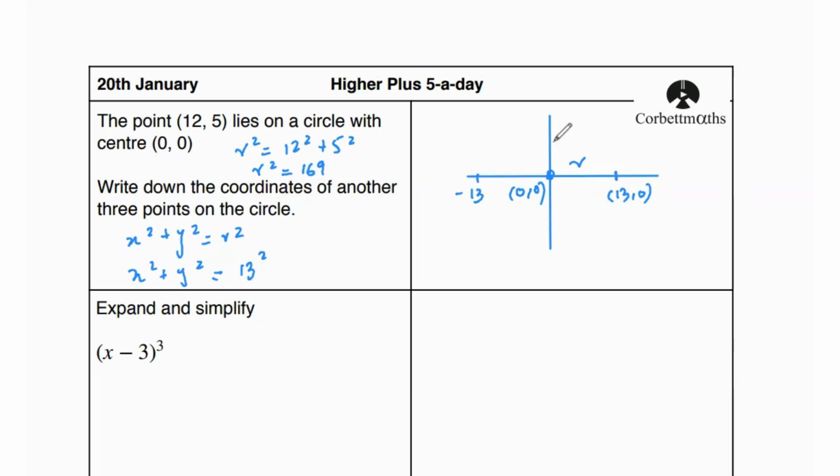And the point we know is (12, 5). So (12, 5) is probably going to be somewhere over, let's say, over here. This is (12, 5). Which means this can be a point on this circle as well: just going to be (12, -5). Or you can have a point over here, which can be (-12, 5). So we have several possibilities like this. So the set of coordinates I'm going to choose is (-13, 0), (13, 0), and (12, -5). These are the 3 points on the circle.